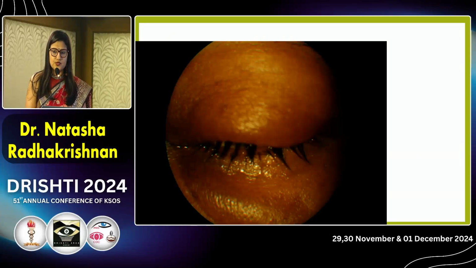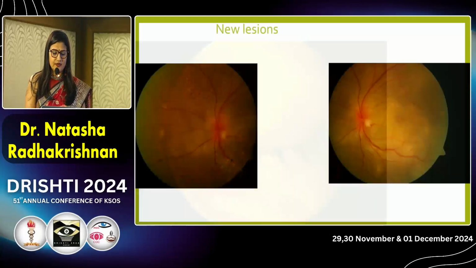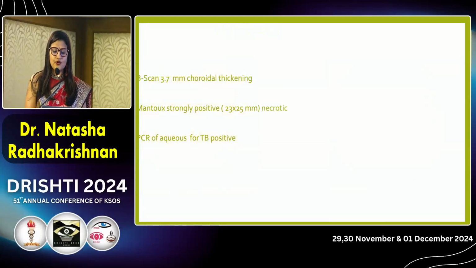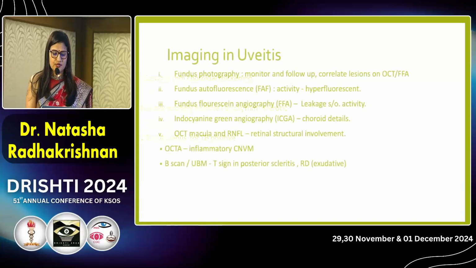So we made a diagnosis of VKH, started the patient on steroid, and the patient came back 2 weeks later with severe posterior scleritis and orbital cellular inflammation like picture. New lesions now appeared, choroidal lesions in the fundus, and Mantoux was strongly positive, necrotic. We did a PCR, it was also TB positive. So pattern recognition can go wrong. So always err on the side of infective, rule out infective before you decide on immunosuppression.